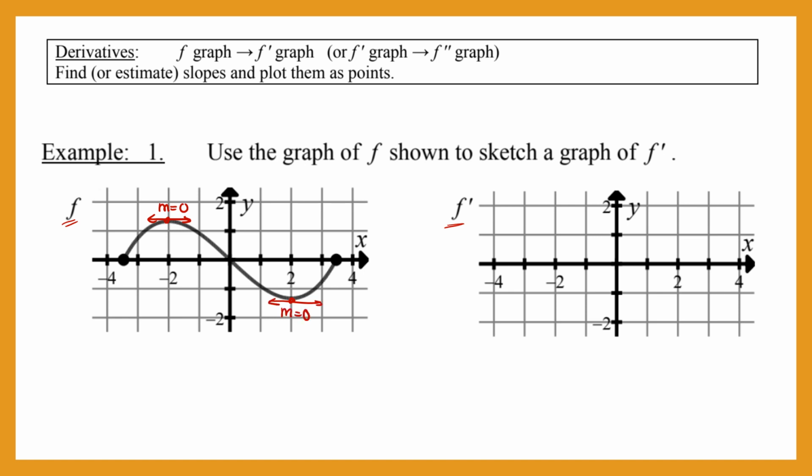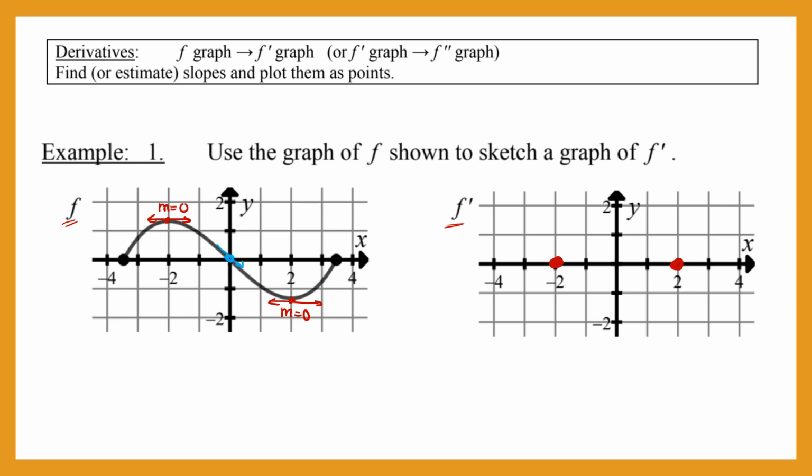I'm going to start by plotting those on our f prime graph. So at -2, I think I have a slope of 0. And at +2, I have a slope of 0. Okay, then I'm going to try to find another point that I think is easy to eyeball the slope. And I'm going to look right here at the origin.